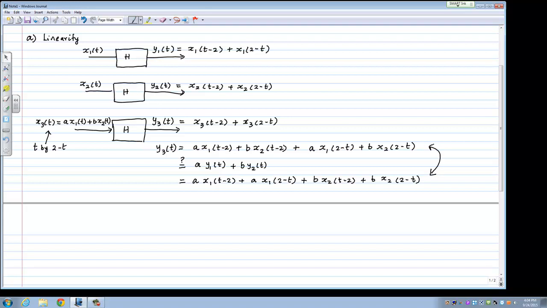And what's really going on here, and the reason the system becomes linear, is because addition is associative. What I mean by that is I could move this a here and then think of it as a times x1 of t minus 2 plus a times x1 of 2 minus t. Right? And then I can pair the two x2's together and you can see you get exactly a times y1 of t plus b times y2 of t. So the system is in fact linear.